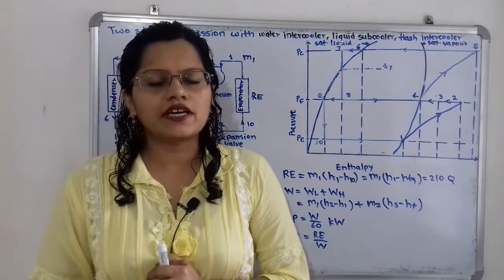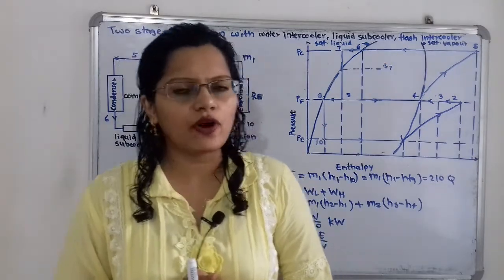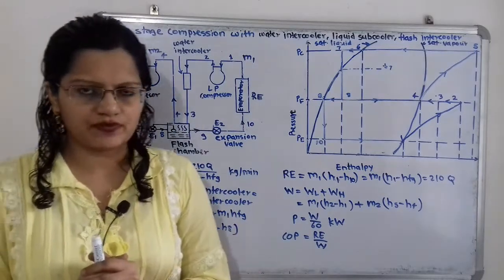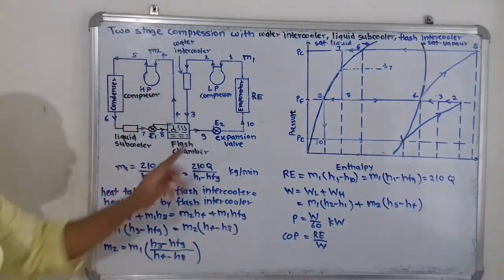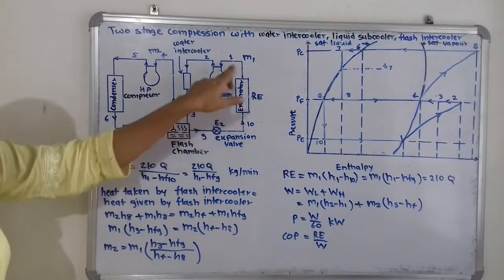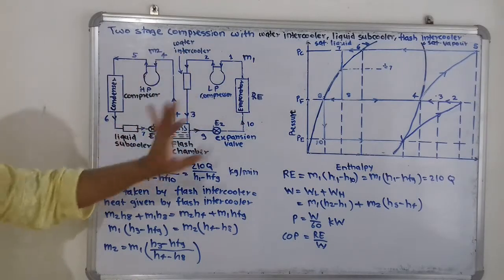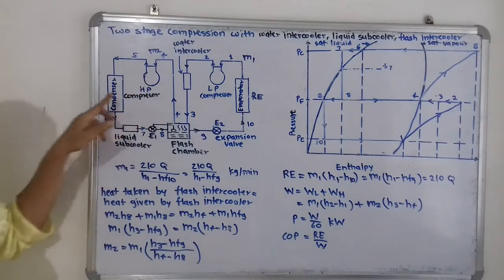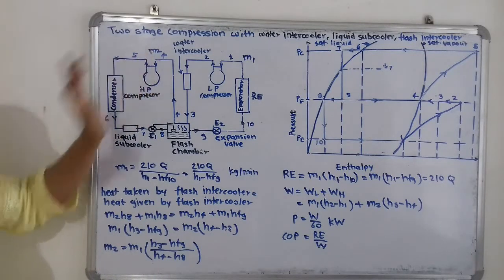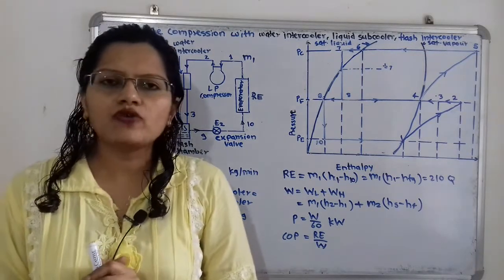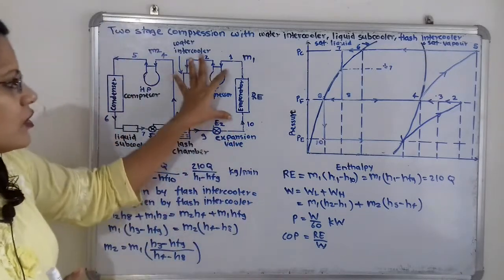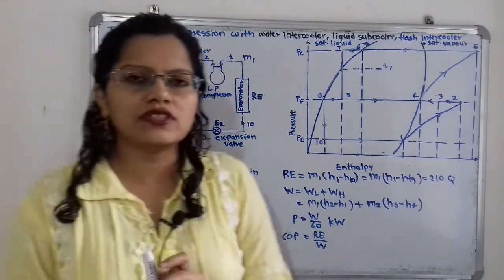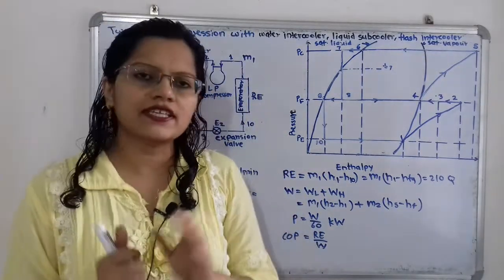Let us first understand some important formulas related to this system. We will consider the mass of refrigerant that is moving in this evaporator as well as the low pressure compressor as M1, and in the high pressure compressor and condenser the mass is M2. Now how to calculate this mass M1? For this evaporation process the mass of refrigerant is M1.